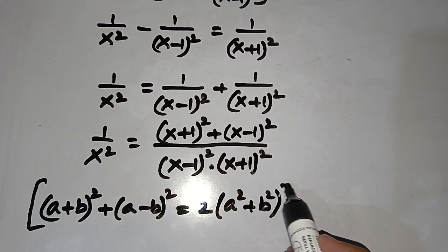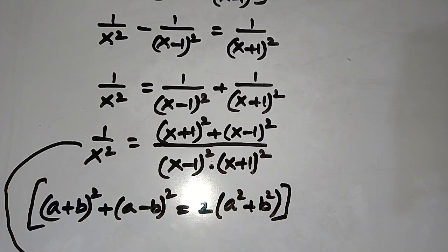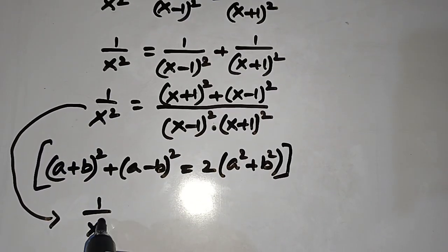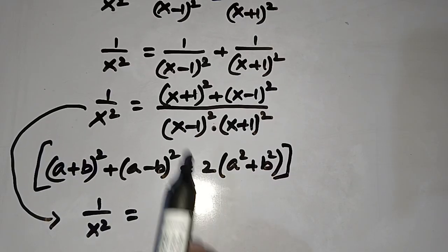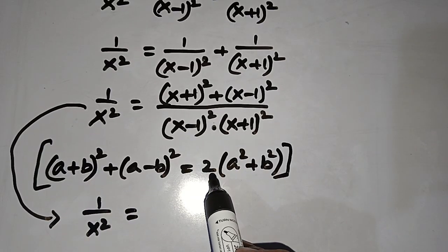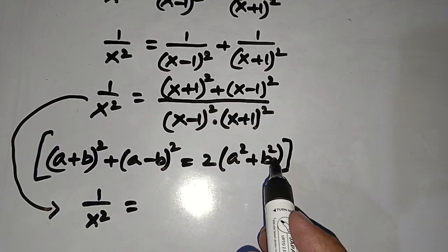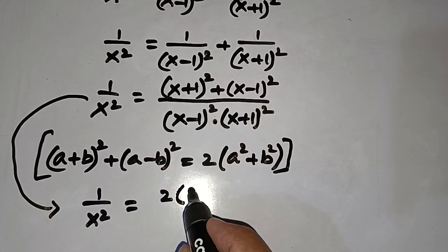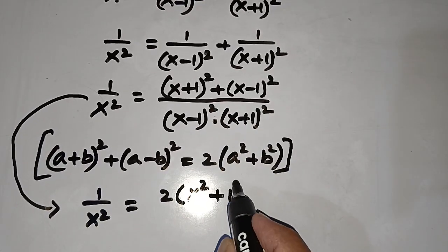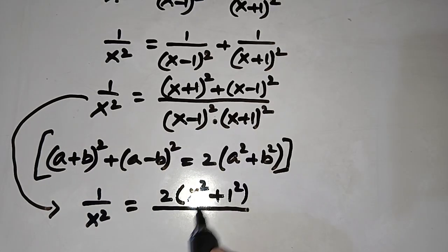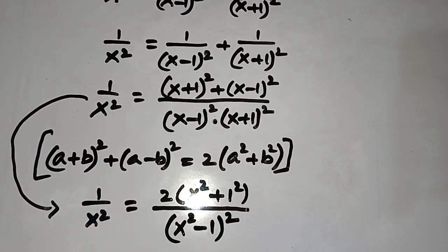So now using this, the above equation can be written as 1 by x square is equal to, where (x plus 1) whole square and (x minus 1) whole square are of this type. So the final answer we get is 2 times (a square plus b square), here a is x, so x square, and b is 1, so 1 square, divided by, and here (x minus 1) into (x plus 1) becomes x square minus 1, and whole square is present.